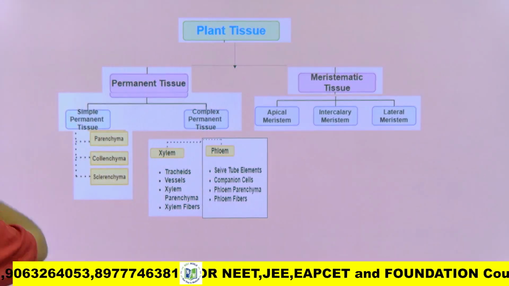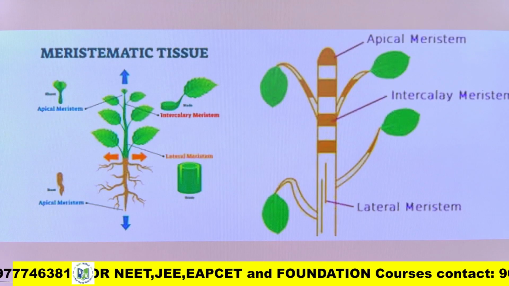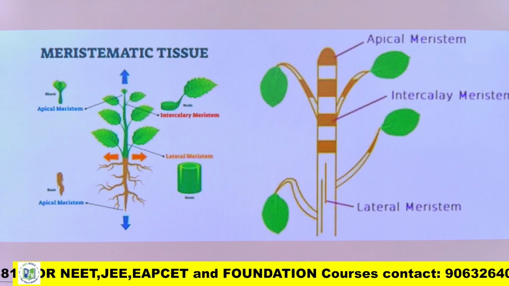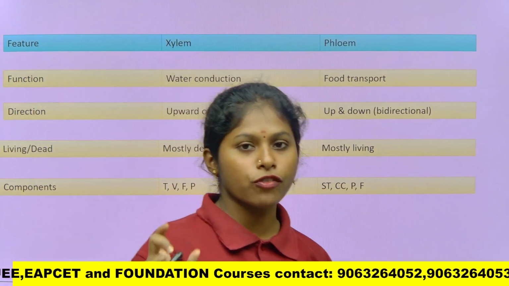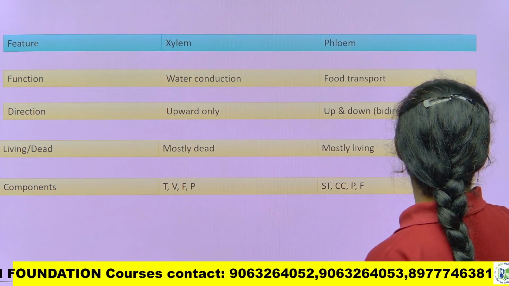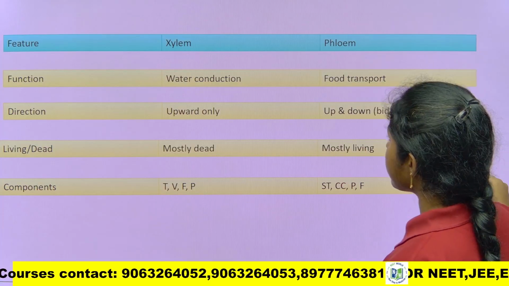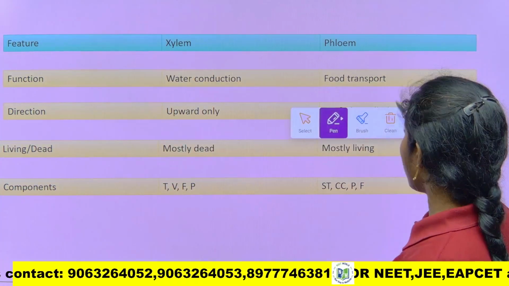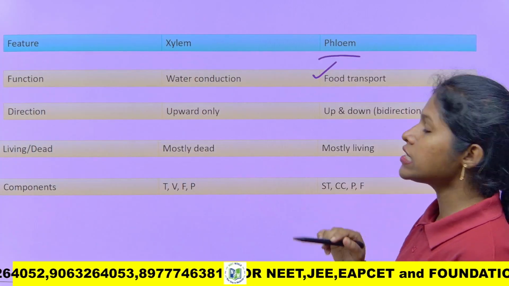So, come see here, children. What is the function of the phloem, children? It delivers the food to every part of the plant, right. It delivers the food to roots, stems, leaves, everything. So it is a food transporter. The food transporter of the plant is phloem.